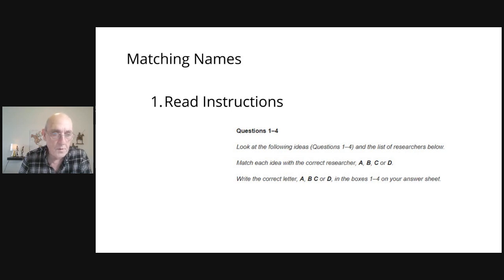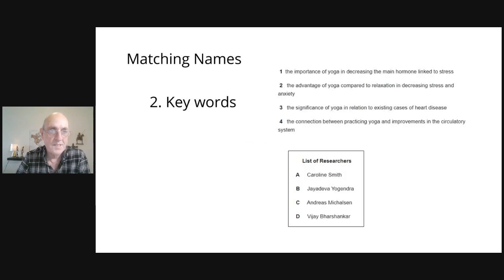Every time you read the instructions, you want to underline them, just to confirm in your own mind that you are focusing on the task that's necessary to get the score you need. In this situation, we just want to match each idea we're given with the name of a researcher. So we'll read and underline the instructions and then go to the next step, which is using our keyword strategy.